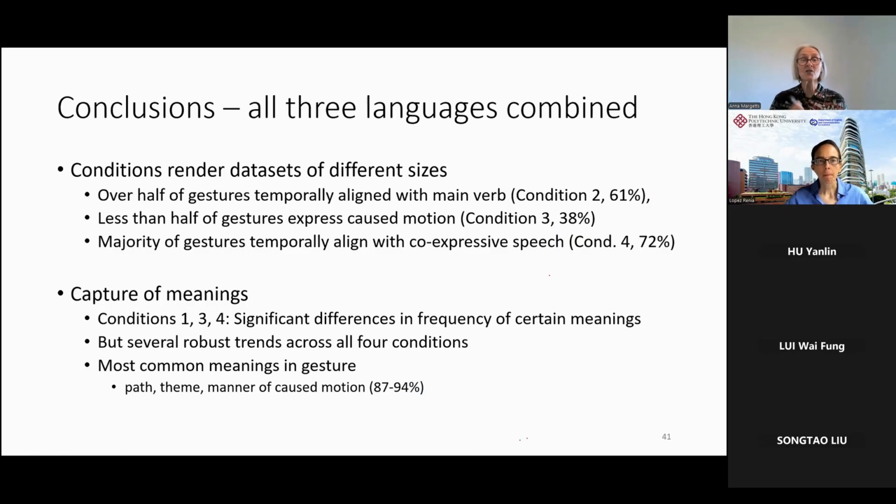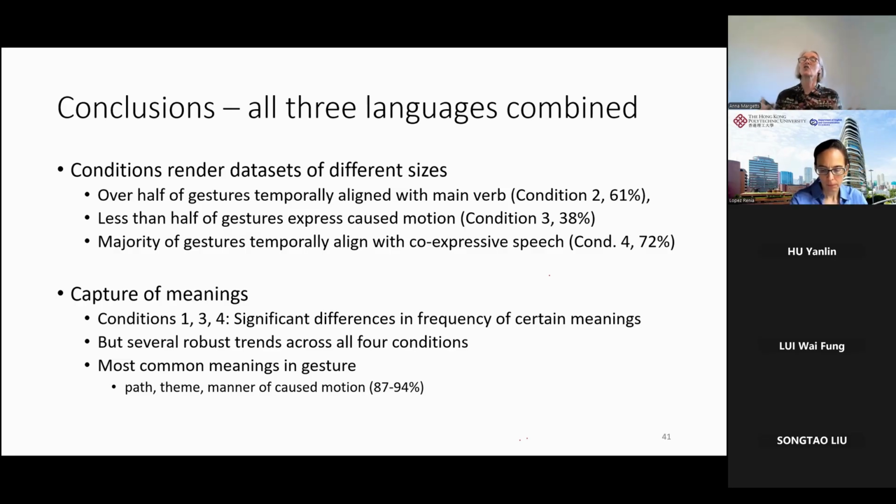So, conclusions of what we got out of this study. If we first of all look at all 3 languages combined, we can say that the conditions render data sets of different sizes, no surprise. But if we compare the sizes of the different conditions, it tells us something about the languages. So over half of gestures temporally align with the verb, that's condition 2. Less than half of gestures express caused motion, condition 3. And the majority of gestures temporally align with co-expressive speech.